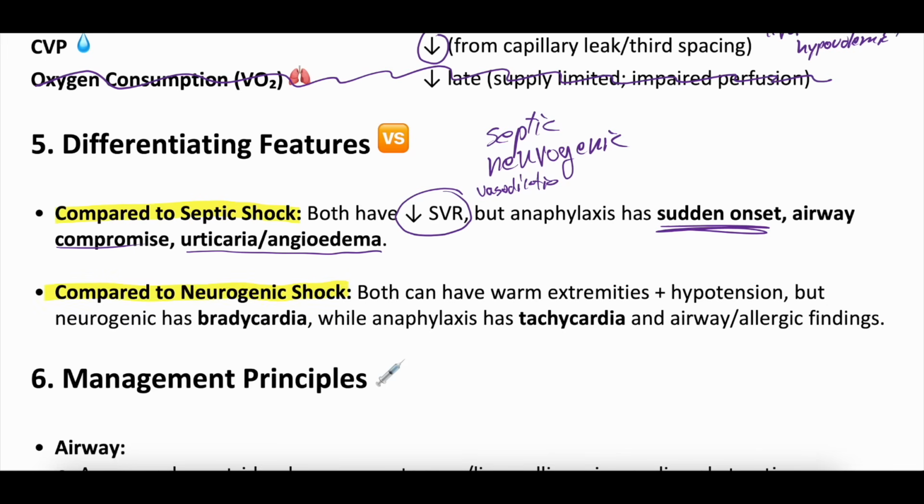Comparing anaphylactic shock to neurogenic shock, both can have warm extremities and hypotension, but neurogenic shock is often bradycardic, while anaphylaxis is almost always tachycardic. And again, you usually have airway involvement and skin findings in anaphylactic shock. So although there's some overlap, and anaphylaxis can sometimes be tricky to diagnose, you don't often mistake it for neurogenic shock. And it's not typical to mistake it for septic shock, although that one's a little tougher.